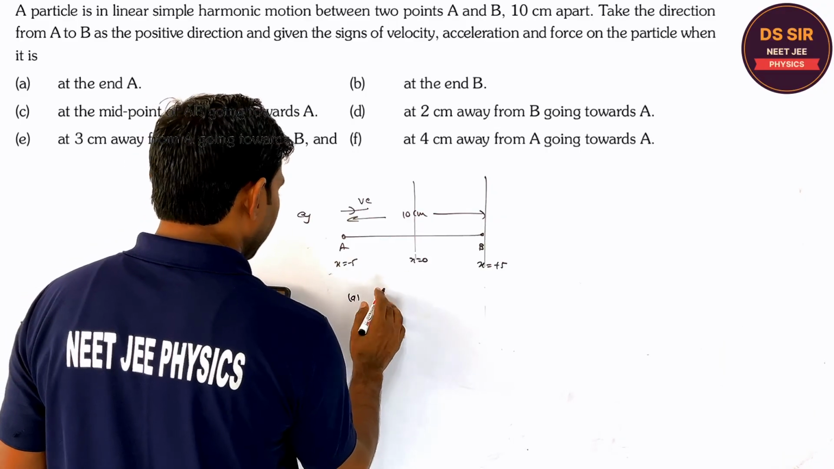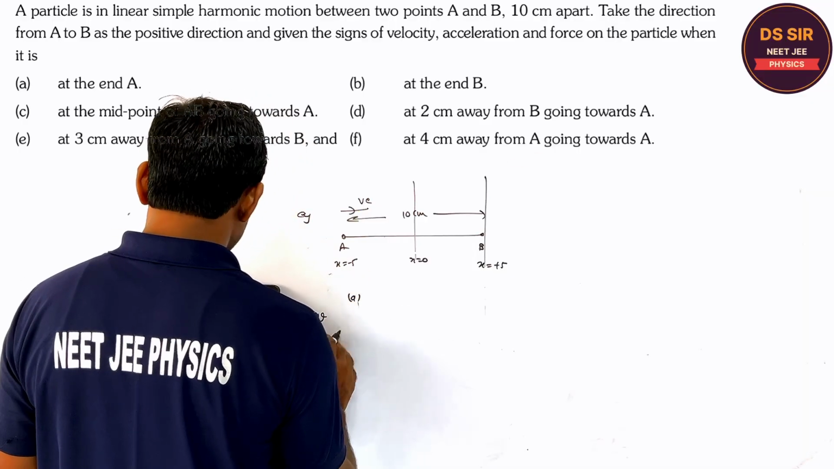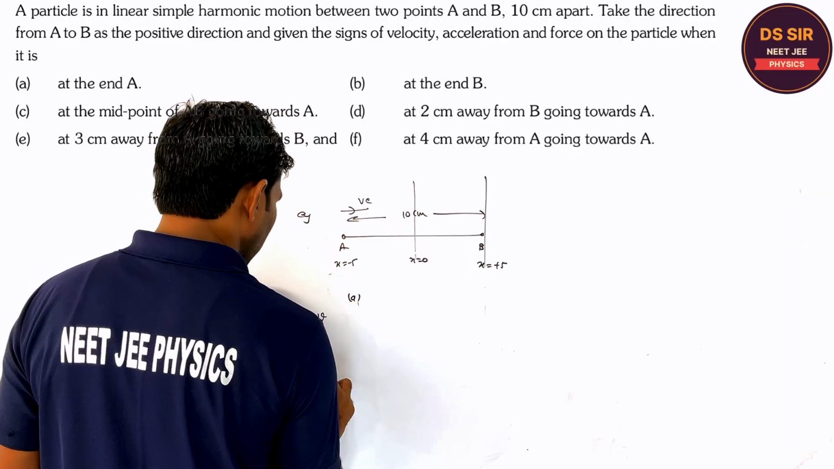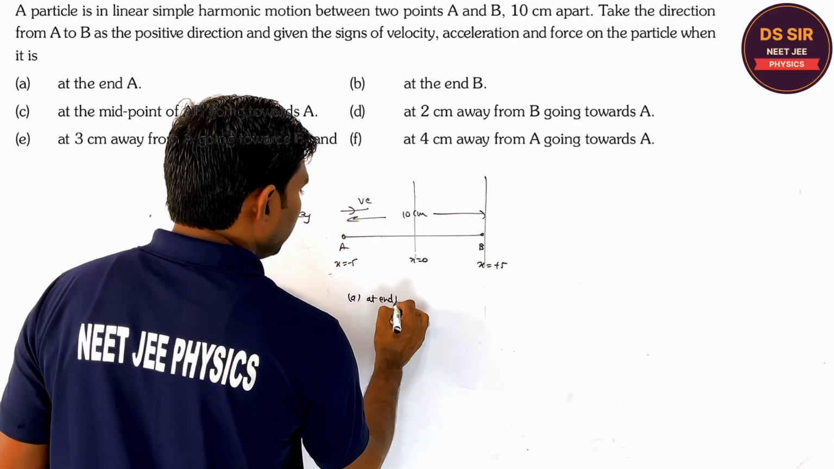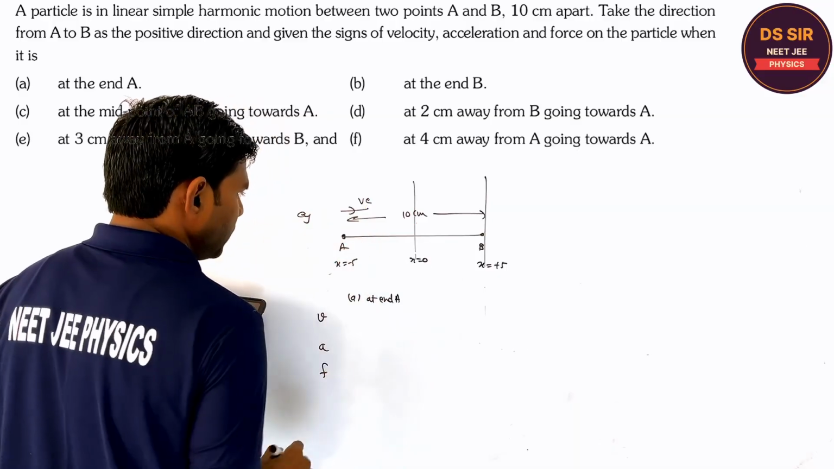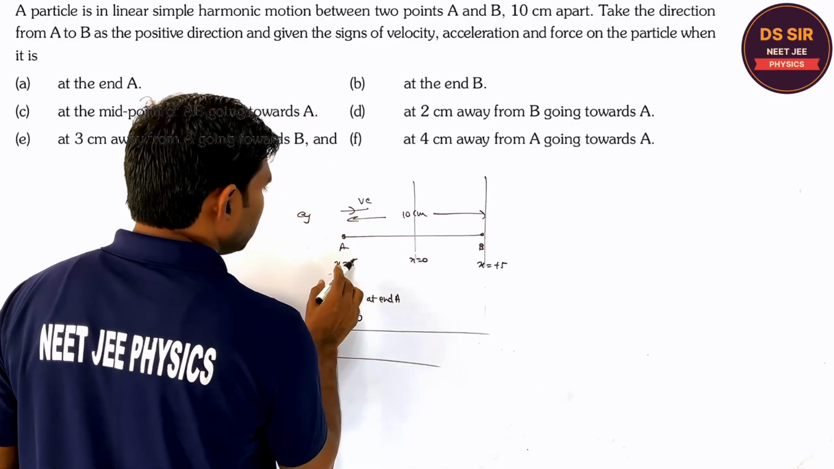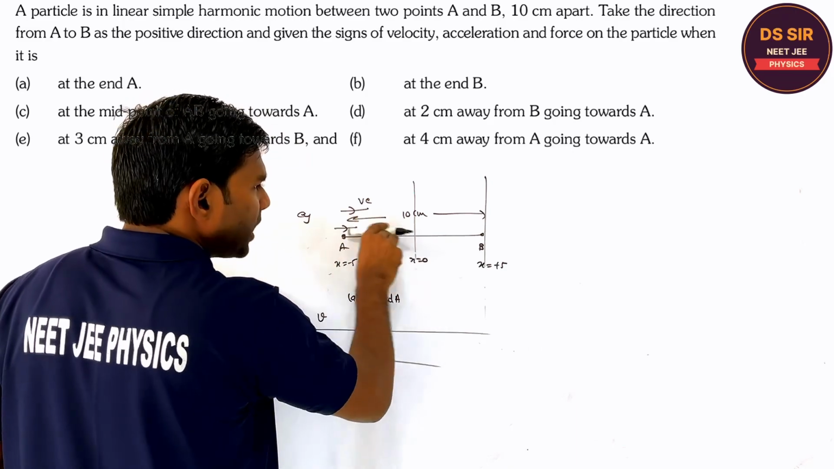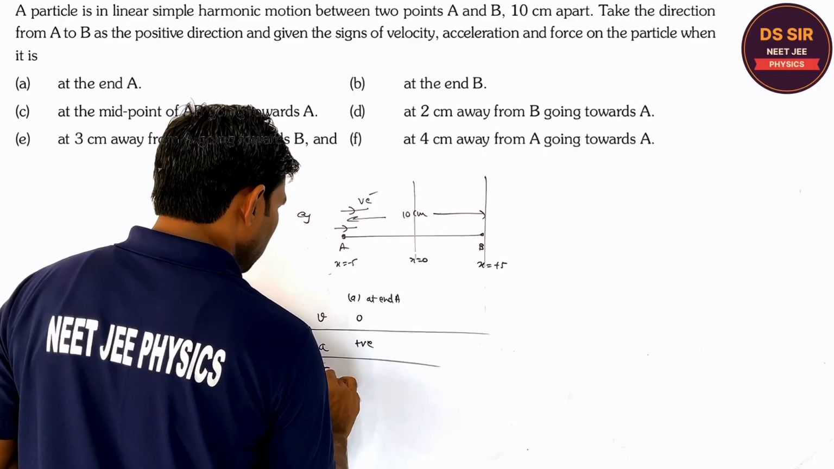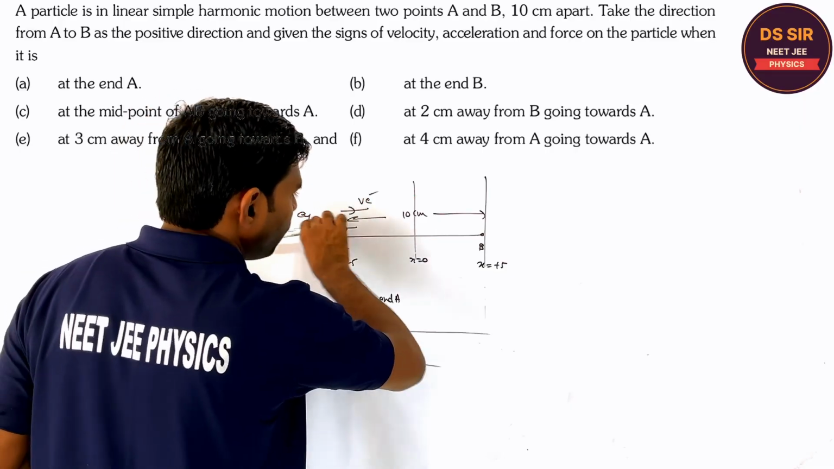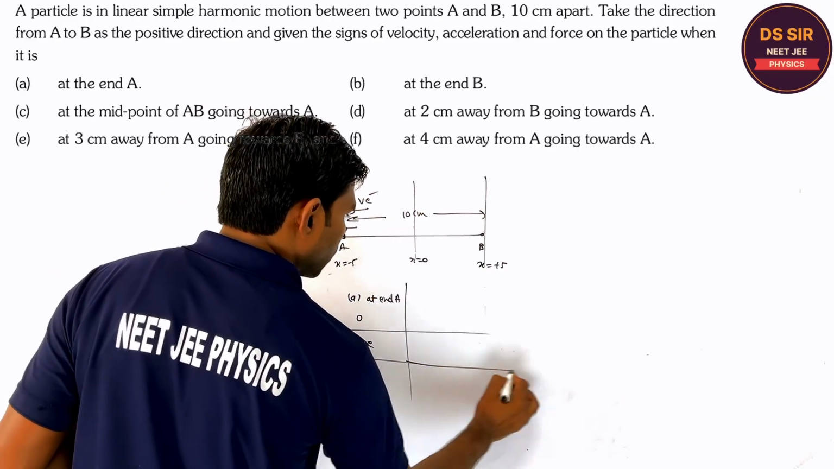So A part: at end A, we need the sign of velocity, sign of oscillation and sign of force. When the particle is at end A, what is the velocity? Velocity is 0. What is the oscillation? The oscillation will be in this direction, so this is positive. What is the force? The force is equal to m into a. Force will be along the oscillation, so it is positive. Is it clear or not?